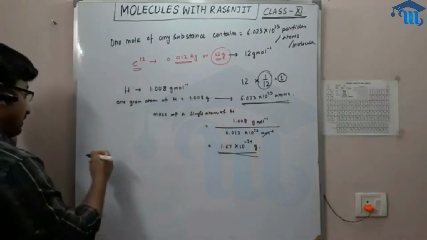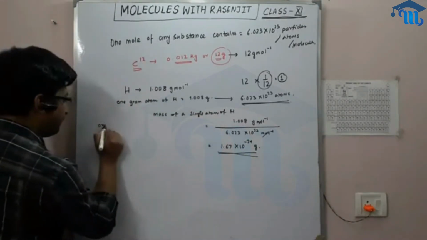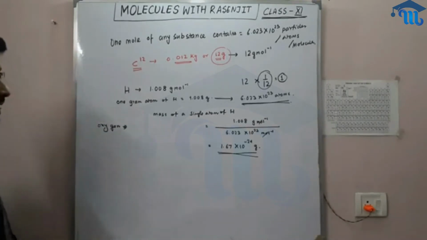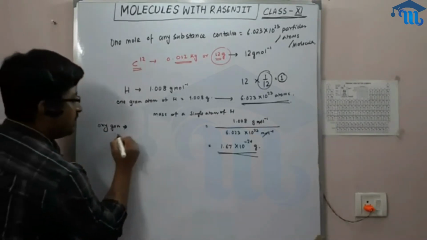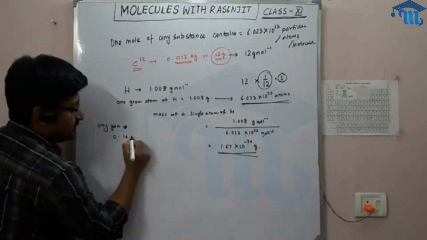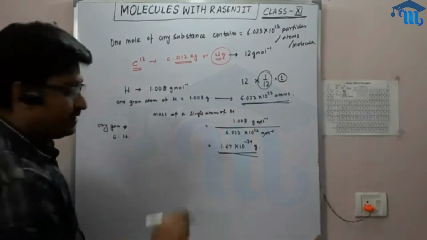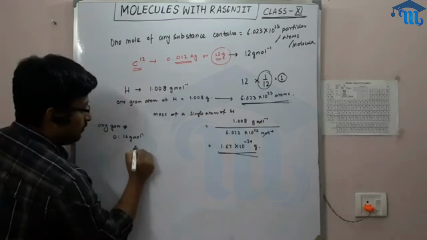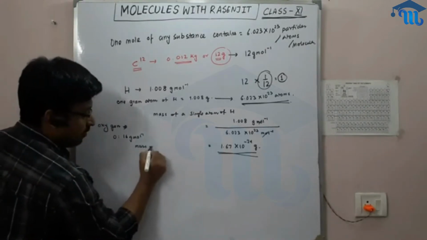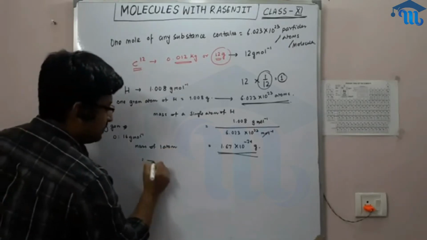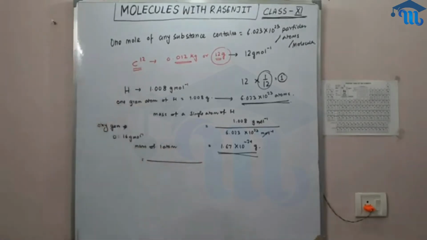Like if we calculate for oxygen. For oxygen also, the atomic weight is 16. So 16 gram per mole. So what is the mass of one atom? How much is it?